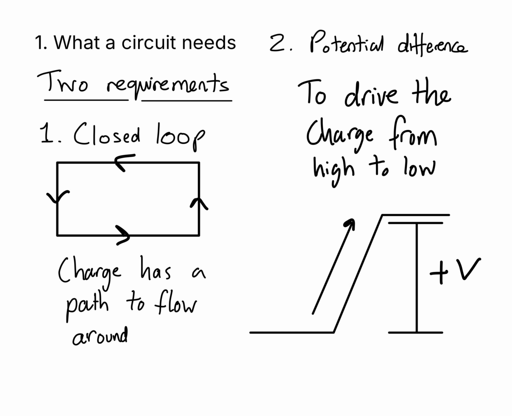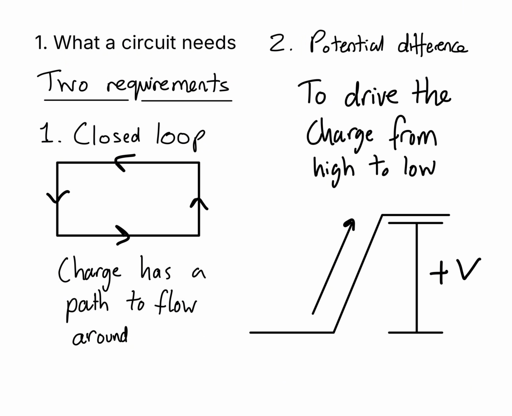What does a circuit actually need in order to work? It needs two things. First, a closed loop, an unbroken path so the charge has somewhere to go. Break the loop and everything stops. Second, a potential difference, something to push the charge around, driving it from a high potential to a low potential.